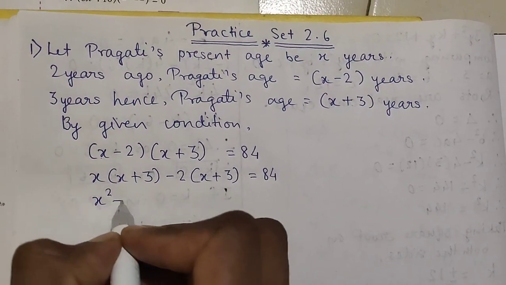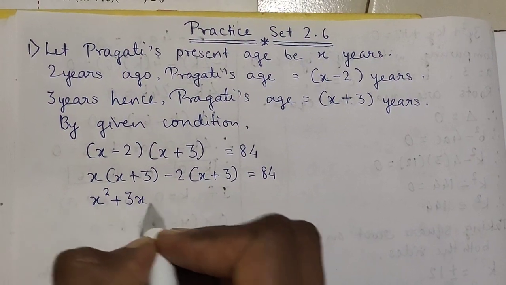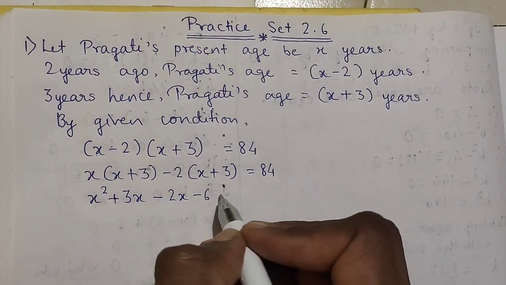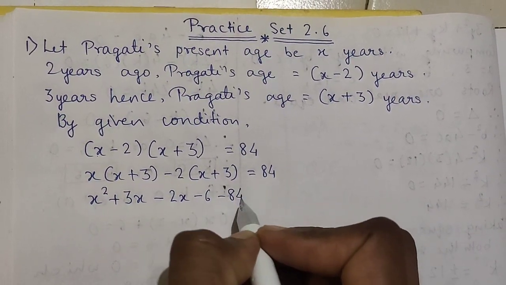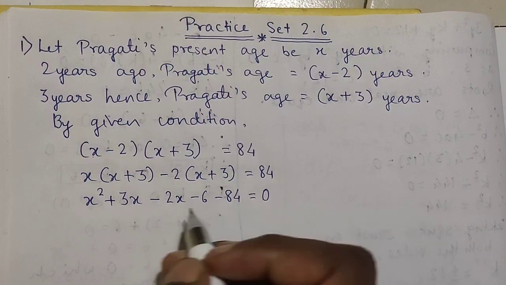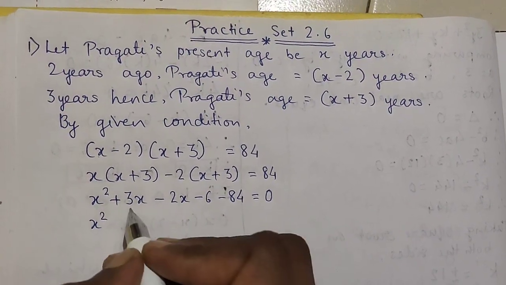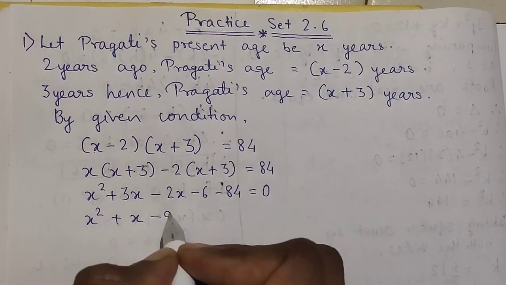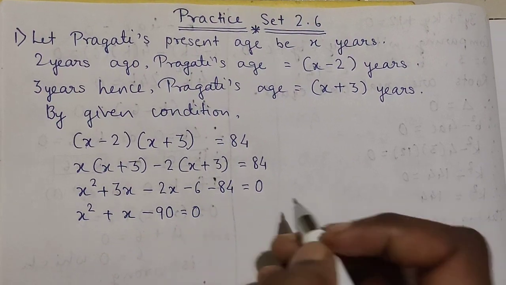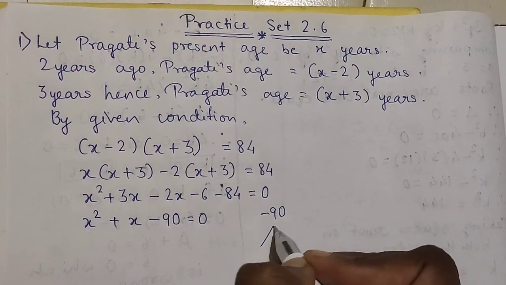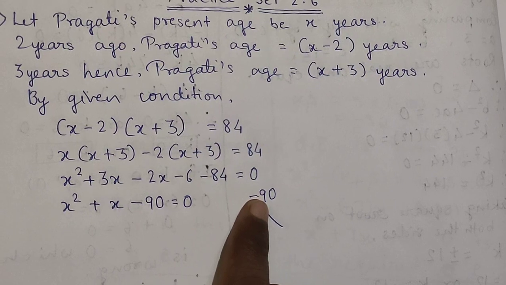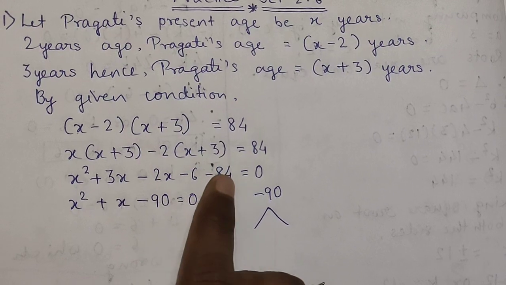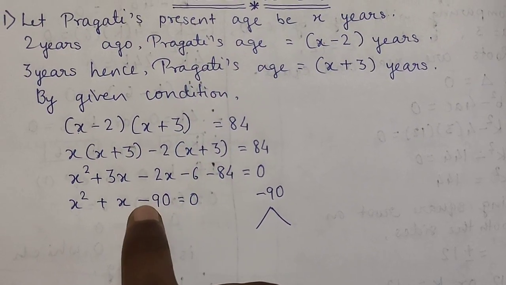x times x gives you x squared, x times 3 gives you 3x, minus 2x, minus 2 into 3 gives you minus 6. Now take this 84 to the left hand side so that it becomes minus 84. Okay, so what you are getting here: x squared, 3x minus 2x gives you x only, minus 6 minus 84 gives you minus 90. Okay, now you need to make two parts of minus 90. Got it now? 3x minus 2x is 1x, and 6 and 84 are both negative, so you are going to add and put the minus sign.